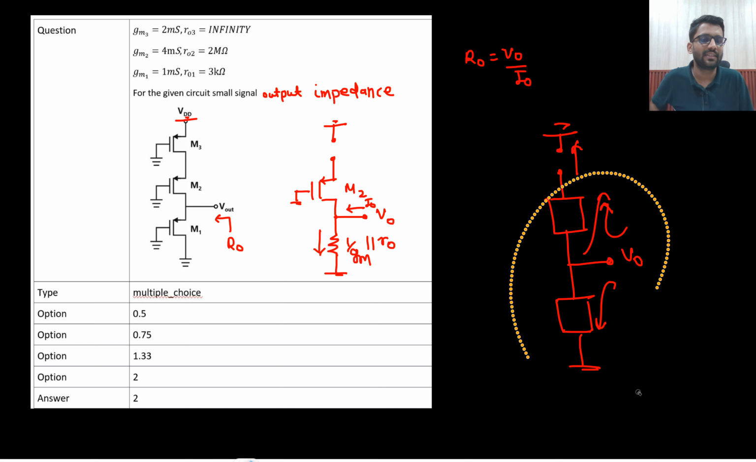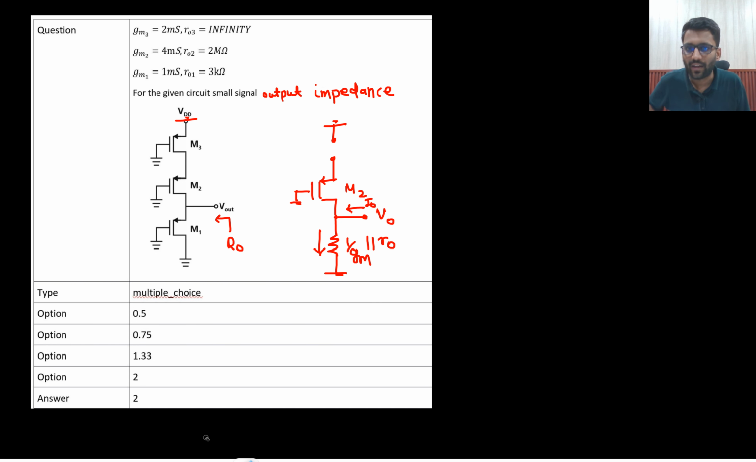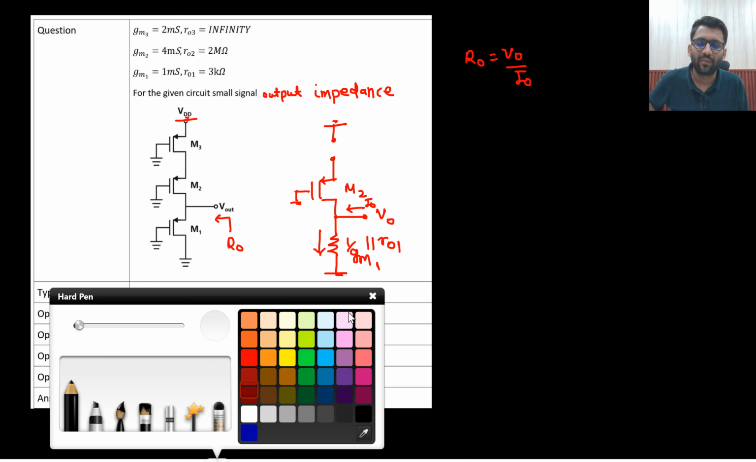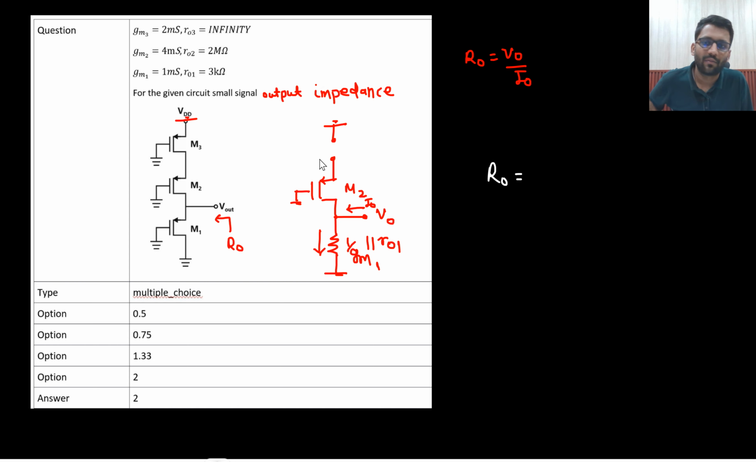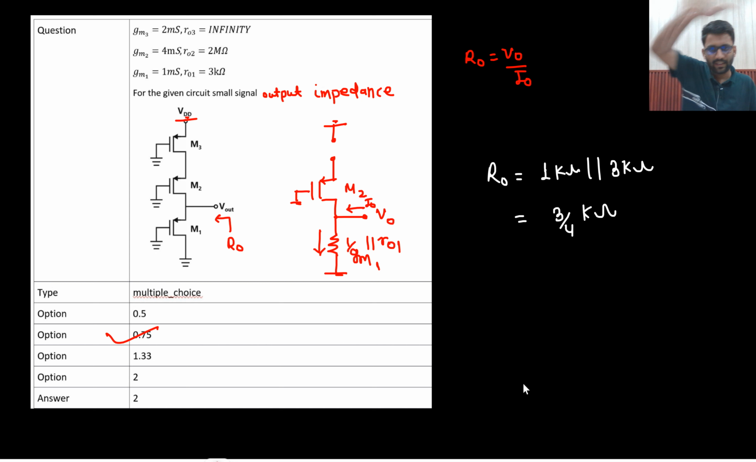So our equivalent resistance is 1 by Gm parallel with R0 only, and 1 by Gm1 parallel with R01. So your R0 will simply be 1 by Gm1, that would be 1 kilo ohm, parallel with R01, that is 3 kilo ohm. So 3 kilo ohm parallel with 1 kilo ohm, 3 by 4 kilo ohm. So answer would be B. So it was a good question. Okay. So only the downward will be counted, upward will not be counted. If you keep on solving the problem, it will take a lot of time, but intelligently we got to know that only downward will be counted.